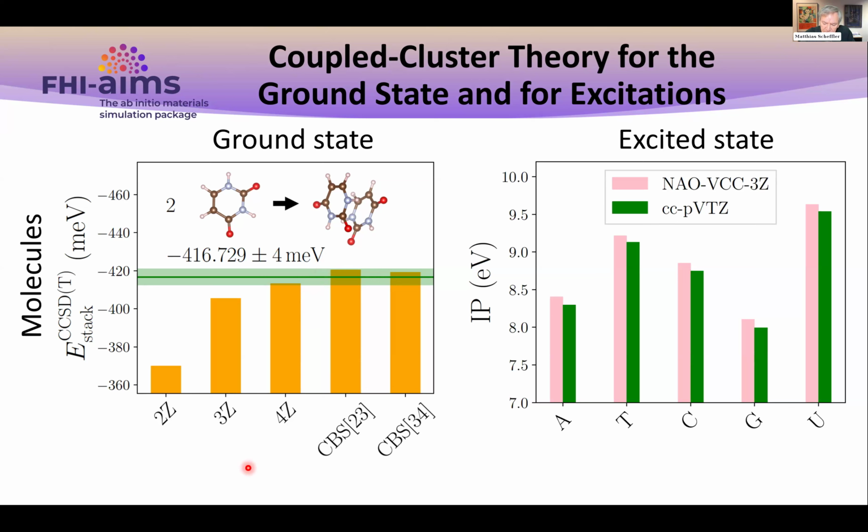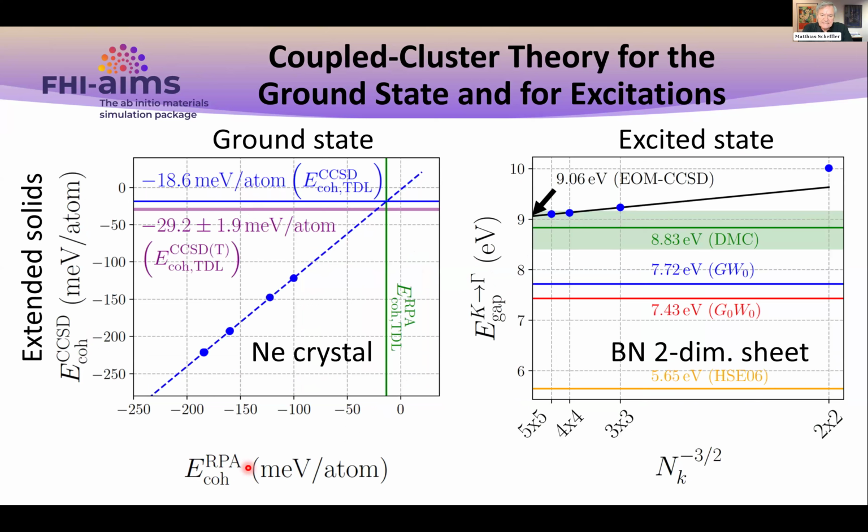Now, for extended systems, we are currently facing some numerical challenge, because the K summation is currently not performed explicitly, but it's done via increasing supercell sizes. This is inefficient, but worldwide competitors are facing the same issue. Here you see the example on the finite size supercell convergence of the cohesive energy of neon. This is plotted against the RPA result on the left.